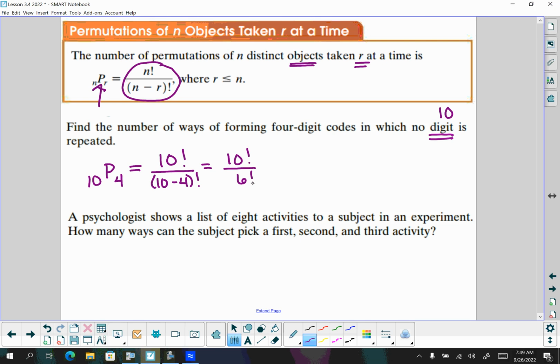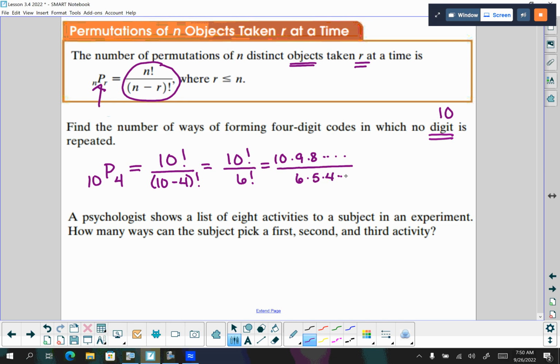Now, you can simplify this by hand. If I were going to simplify this by hand, the top is 10 times 9 times 8 times everything below it. The bottom is 6 times 5 times 4 times everything below it. What's going to cancel here?